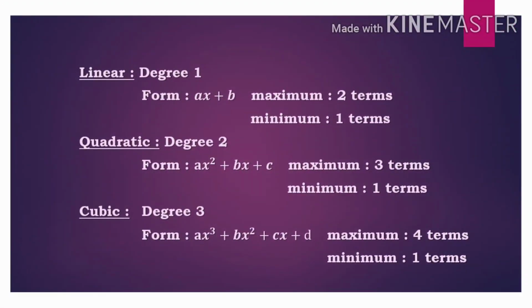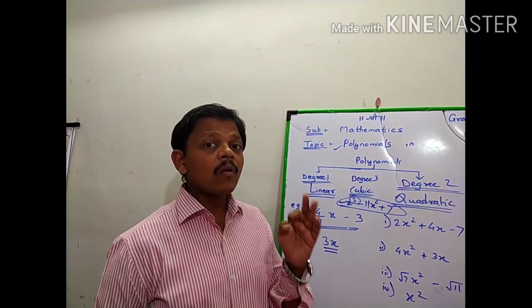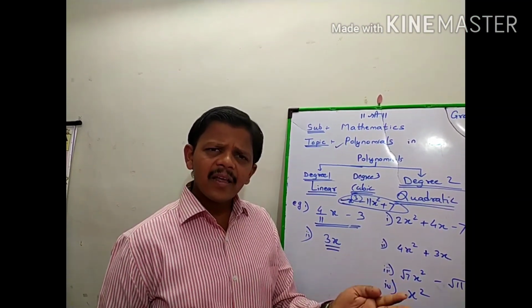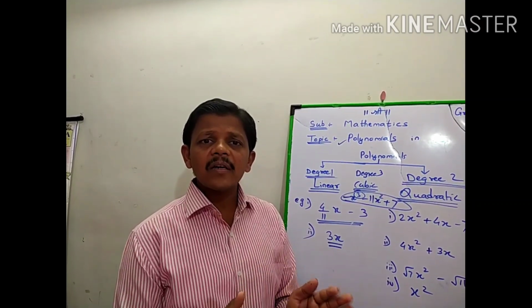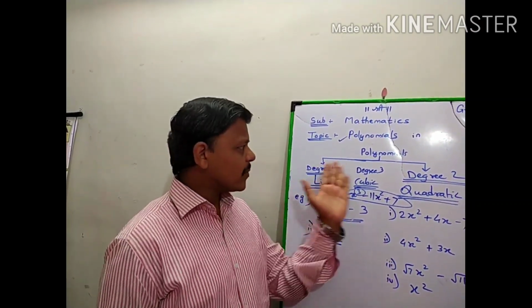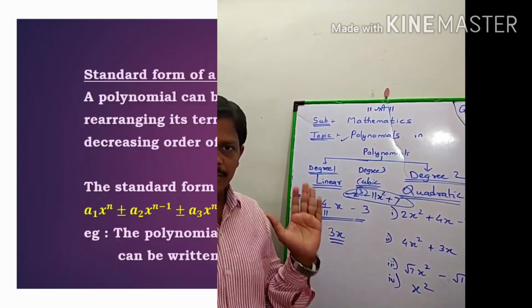So again I am repeating myself. Degree 1, linear, can have 1 or 2 terms. Degree 2, quadratic, can have 1, 2 or 3 terms. Degree 3, cubic, can have 1, 2, 3 or 4 terms. And any higher degree will simply be called as a polynomial. So that's about the degree of a polynomial.